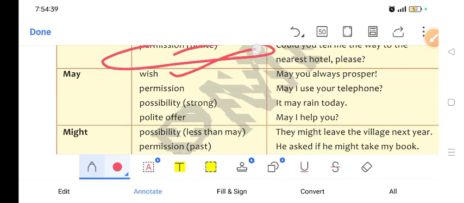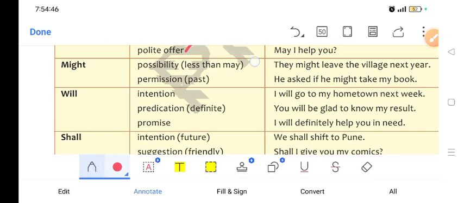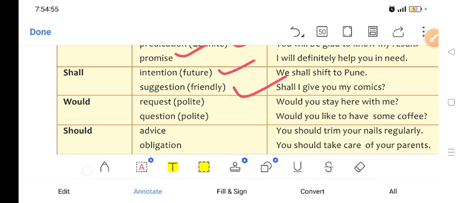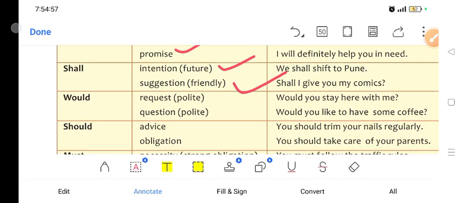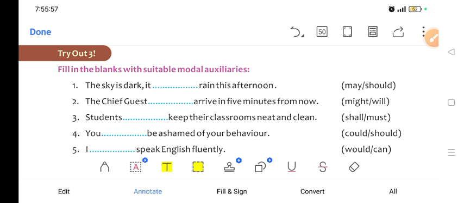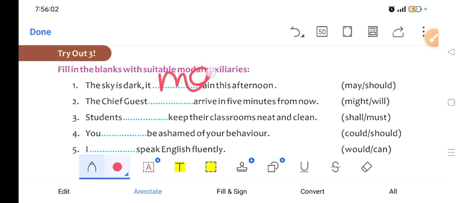May is used to tell about wish, permission, possibility, polite offer. Might is used to show possibility, permission. Will is used to show intention, prediction and promise. Shall is used to show intention, suggestion. Would is used to show request, question. You just go through the table to understand where we use it. Now let's try to understand the tryout 3. The sky is dark. It may rain this afternoon, so it is showing possibility.